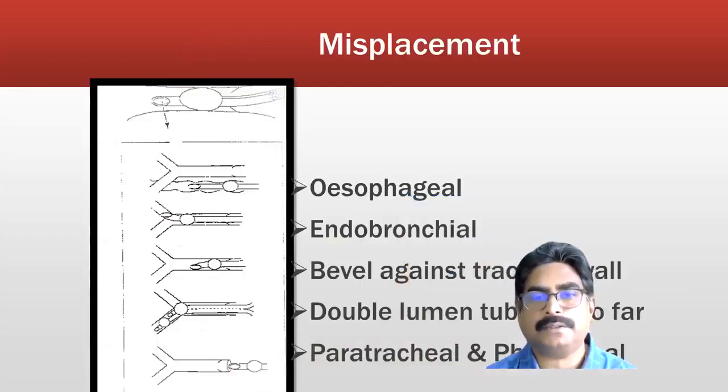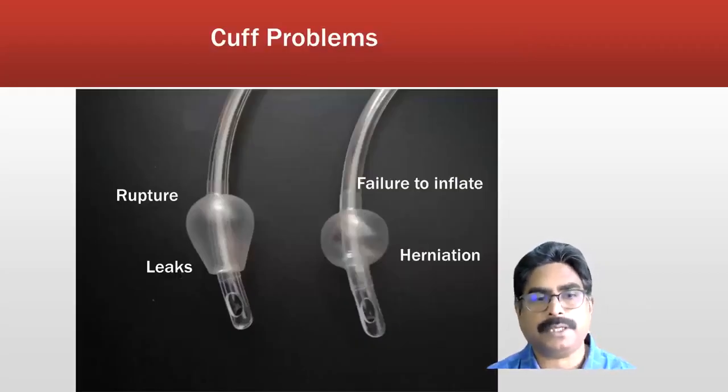So displacement during change of position in the intraoperative period, or during intubation, it may go into the esophagus, it may move to endobronchial, or bevel against the tracheal wall, or a double lumen tube which has gone too far inside the bronchus, or paratracheal or parapharyngeal. Cuff problem: there may be rupture of the endotracheal cuff, or a leak in the cuff, or failure to inflate, or herniation of the cuff may be the cause for the hypoxia.